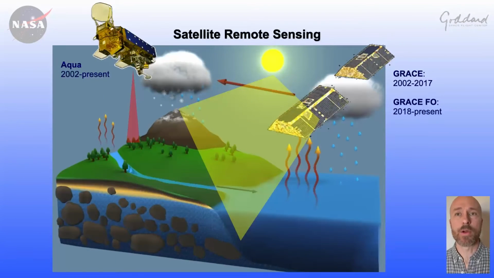This is where satellite remote sensing comes in. As you've probably heard by now, NASA has about 20 satellites orbiting the Earth, looking down, making various observations of the land surface, the atmosphere, and the oceans.